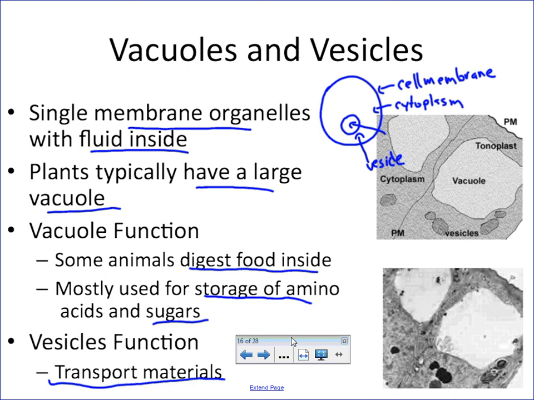We're looking at electron micrographs. Vacuoles in plant cells will appear rather large and will occupy most of the space within a cell. The vesicles will be a lot smaller and will have a dark stain to them.